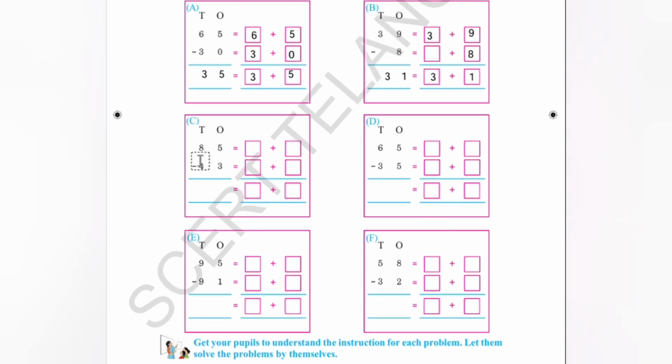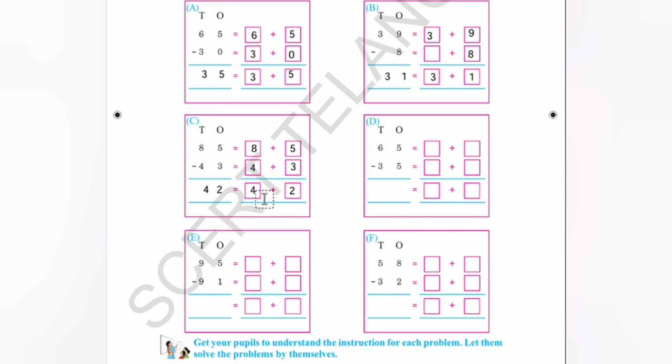Then next question, 85 minus 43. In the tens position, we have to write 8. Ones position, 5. The tens position, 4. Ones position, 3. Okay, so 5 minus 3, that is 2. 8 minus 4, that is 4. Okay, so what is the answer here? 42 is the answer here.